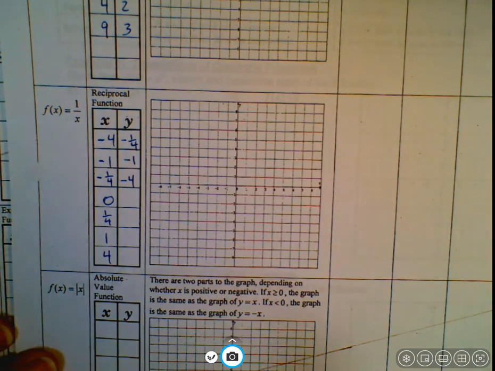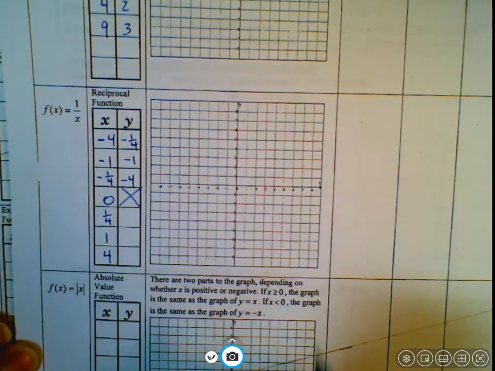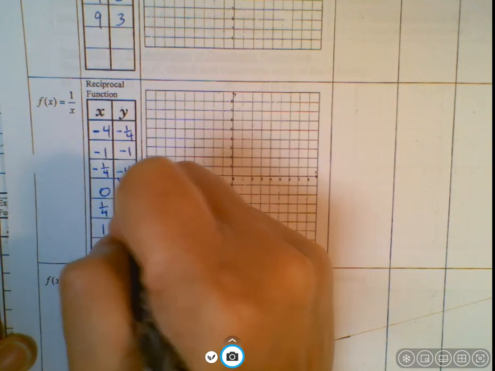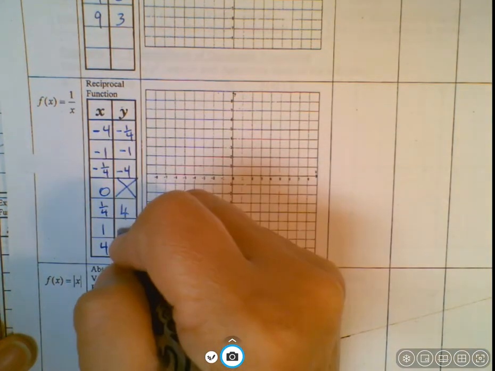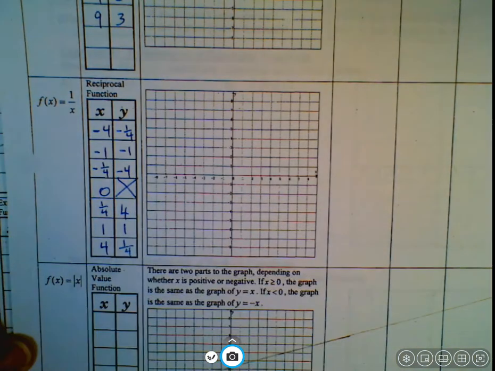1 divided by 0. Well, that's going to be undefined. I can't do that. 1 divided by 1/4 is 4. 1 divided by 1 is 1. And 1 divided by 4 is 1/4.